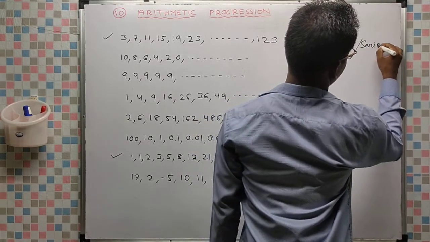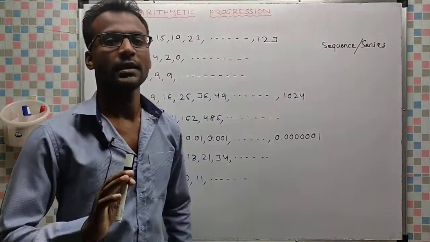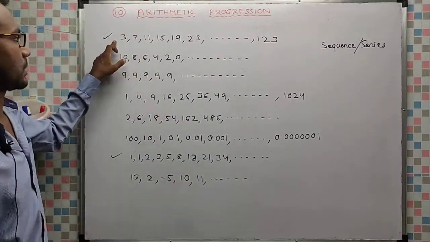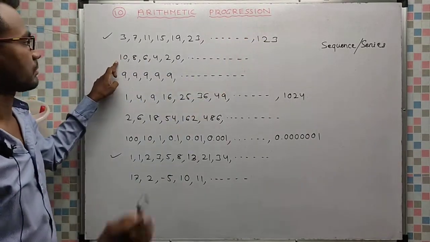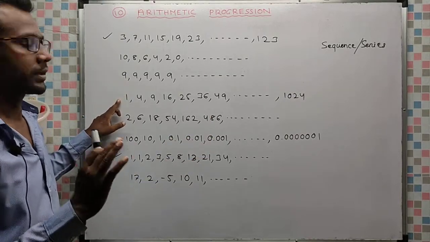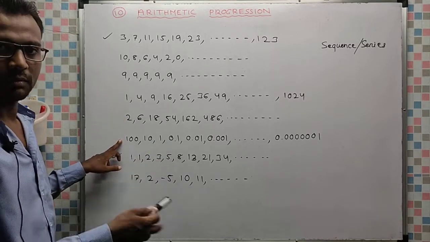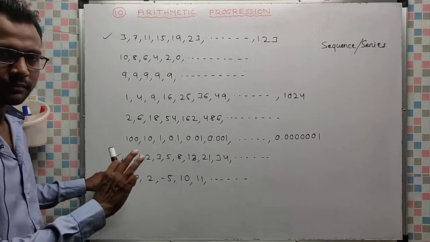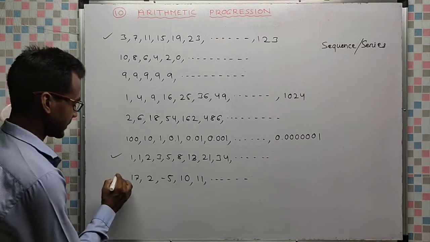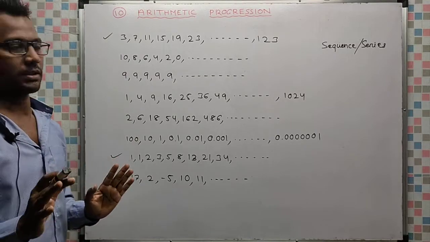Sequence or series. So remember, sequence or series is the arrangement of numbers in a definite order following a certain rule. As this one plus 4 plus 4, this one minus 2 minus 2, this one plus 0 plus 0, this one square of the natural numbers, this one multiply by 3, this one divide by 10, this one add the previous two numbers, this one no rule. So this is not a sequence. From here to here, these are sequences or series.